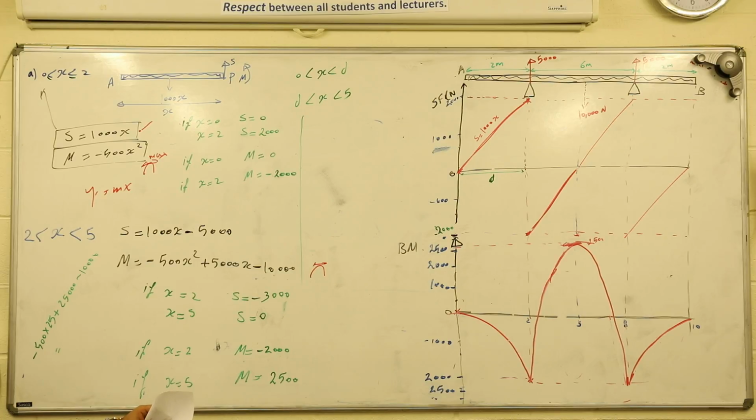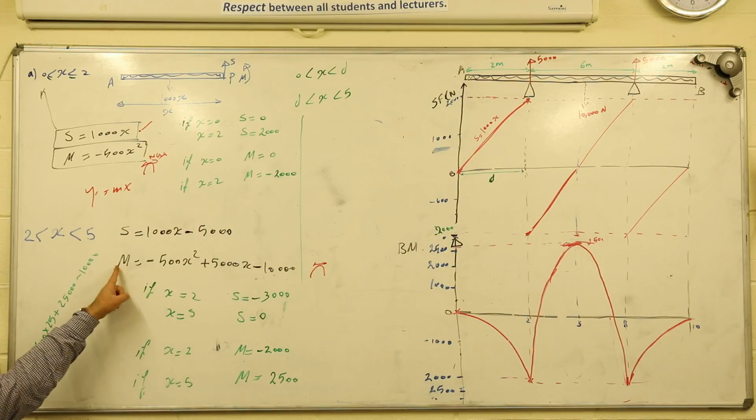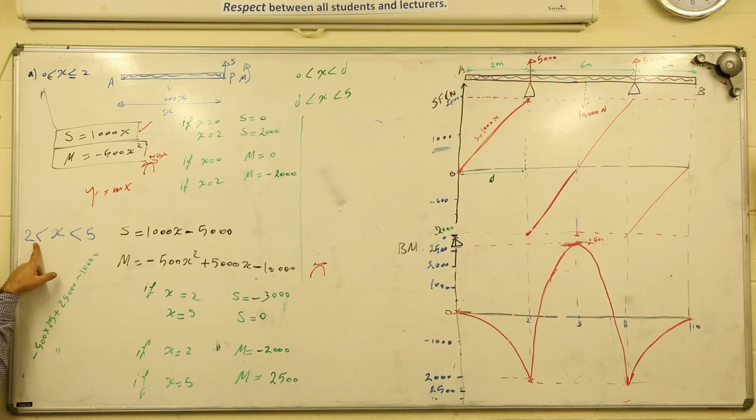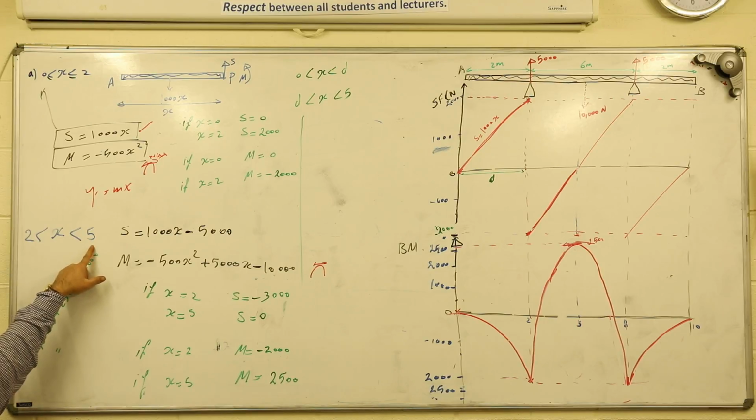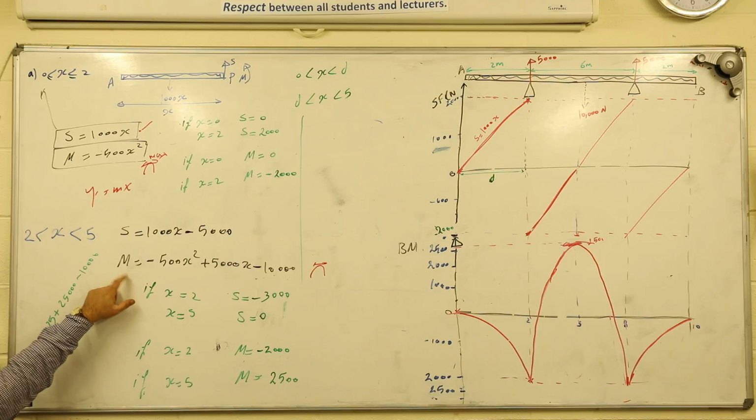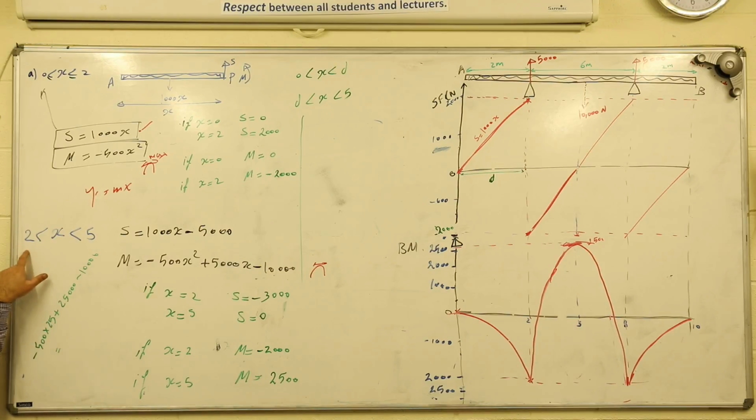Let's start with the other one. 500, 100, 1,000. Is this the equation of the bending moment? Is it right? Can you check this one, please? This is for 2 to 5. Am I right? What did we get earlier? Can you make an equation of bending moment for 2 to 5? What was the equation of the bending moment? Have you got it? Not this form, the other form.